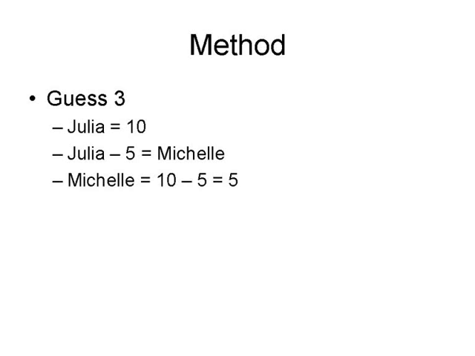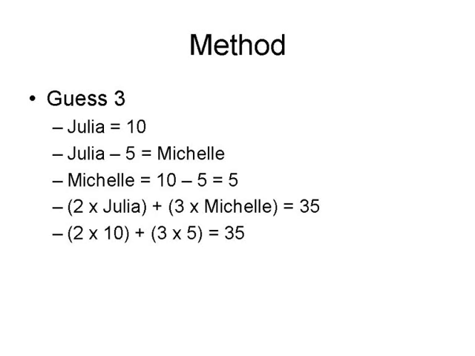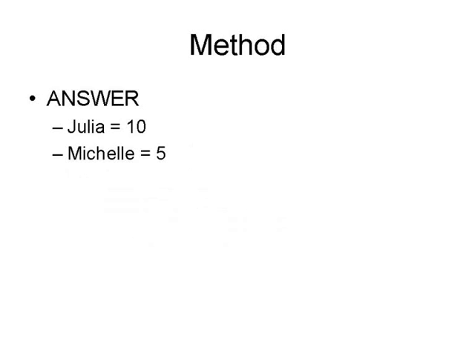So this time, my third guess, I'm reducing that age even more. So Julia this time is 10. Again, I know my first statement, Julia minus 5 equals Michelle. So 10 minus 5 equals Michelle's age, 5. Let's put it together in the second statement. 2 times Julia's age plus 3 times Michelle's age should equal 35. Let's try it. 2 times 10 is 20, plus 3 times 5 is 15. 20 plus 15 equals 35. And I've got my answer. So Julia is 10, and Michelle is 5. So don't forget, when you're guessing, make an informed guess by refining what you've discovered.